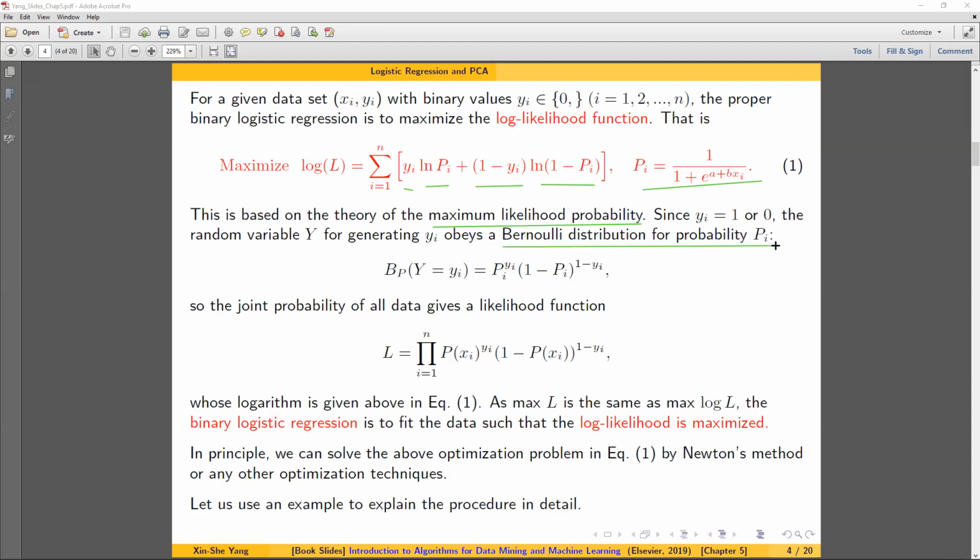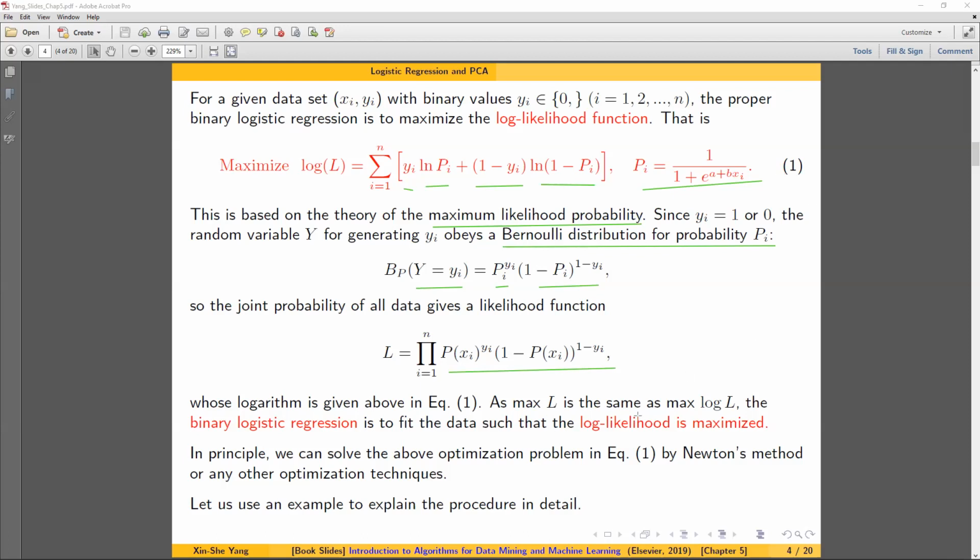Remember, we have the Bernoulli distribution for a certain probability, where the chance that Y equals yi is pi to the power yi times (1 minus pi) to the power (1 minus yi). So the joint probability of all the different realizations would be equal to each individual one multiplied together, the product of each of these functions, whose logarithm is given by function 1.